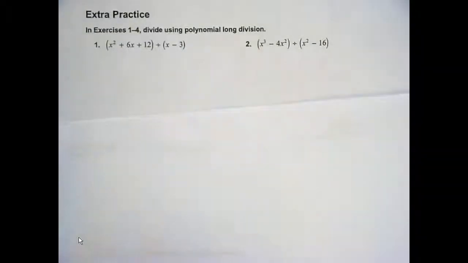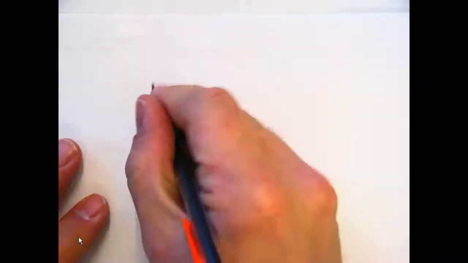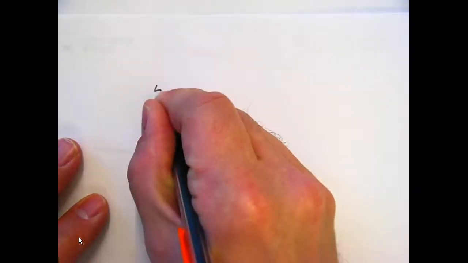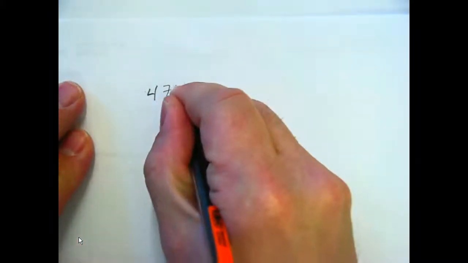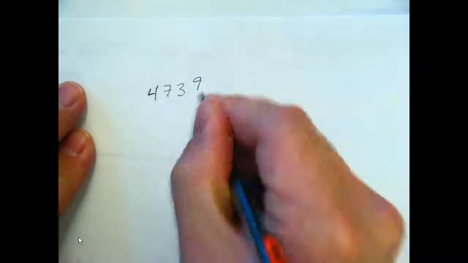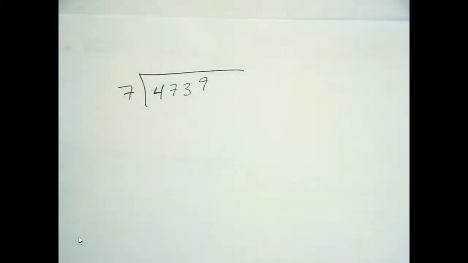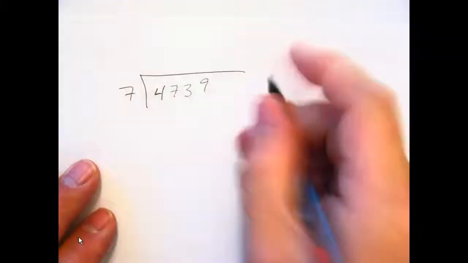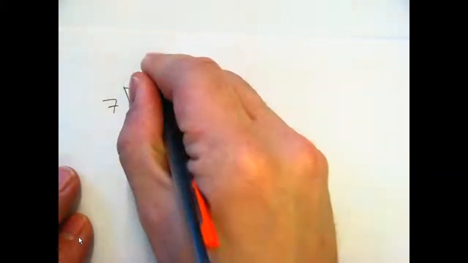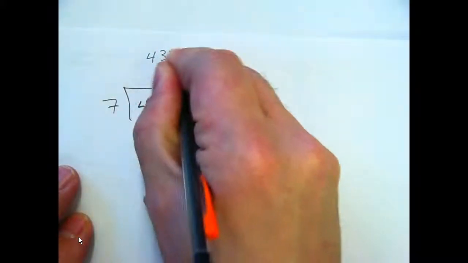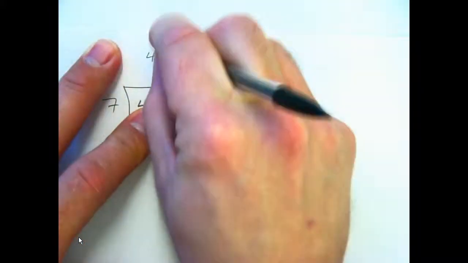Polynomial? Yeah, that is a pretty big word. But hey, let's try to use what we already know. Let's say I gave you this problem: 4739 divided by 7. No, we're not using a calculator. The first thing is you would usually see it like this to begin with, if you could write it out correctly.